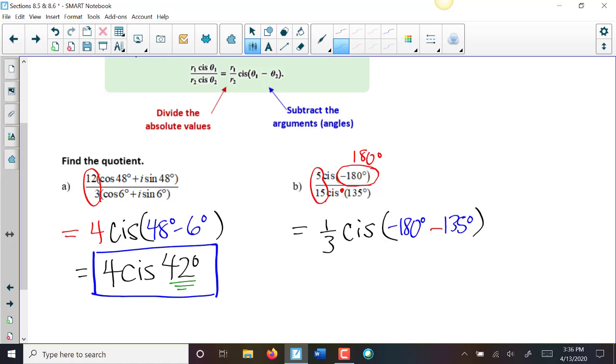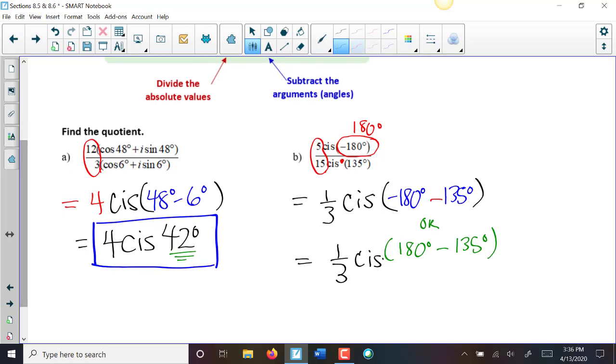Okay, so that might actually be a better option. So let's just write that below it. Or you could do 180 minus 135. Okay, and you'll see that we get the same angle. It's just one is going to be negative and one is not. So it's up to you.